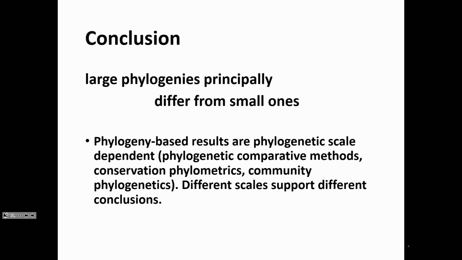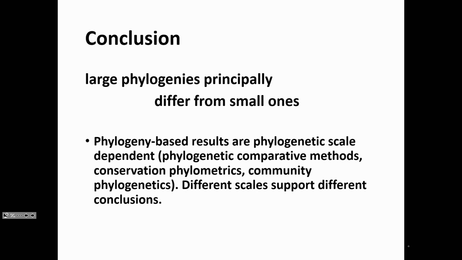Perhaps the most fundamental conclusion here is that the large phylogenies principally differ from the small ones, right? So the large phylogenies have different geometry, different topology, different branching time distributions than the small ones. And this has potentially nothing to do with the biology itself. It's simply built in the process of how the phylogenies survive over time. So if I basically analyze a large phylogeny and a small phylogeny, I expect to get different results.